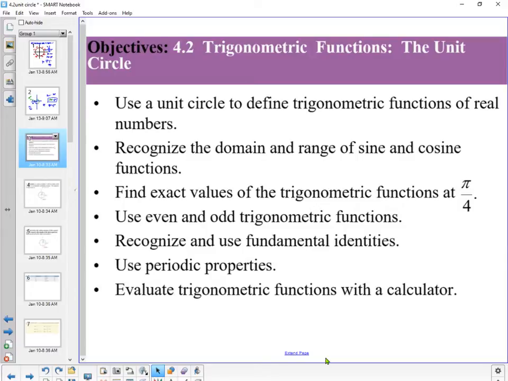So use the unit circle to define trig functions of real numbers. We're going to recognize the domain and range of sine and cosine functions, find the exact values for trig functions at pi fourths, use even and odd trig functions, recognize and use fundamental identities, use periodic properties, and evaluate trig functions with the calculator.